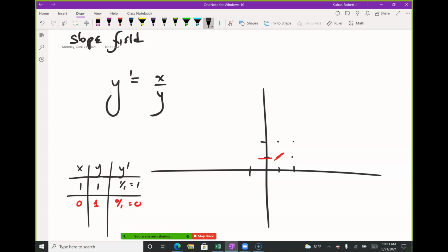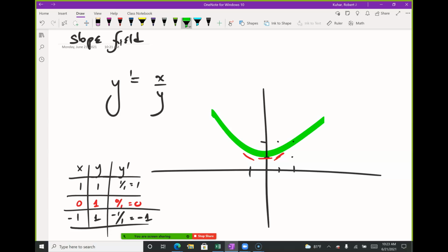So what should I try next? At 1, 1, at negative 1, negative 1, negative 1, positive 1. Is this making sense? I'm just picking integer values, plugging them into my differential equation, and then drawing the slope at that point. That's all a slope field is. So at this one I have negative 1 over 1, which is negative 1, and I'm drawing that slope of negative 1. You can see that it's catching that curve I just had before. It's guiding the water flow. It really is that simple.